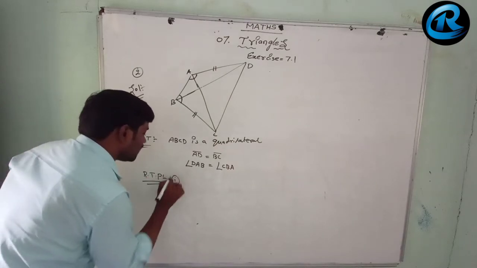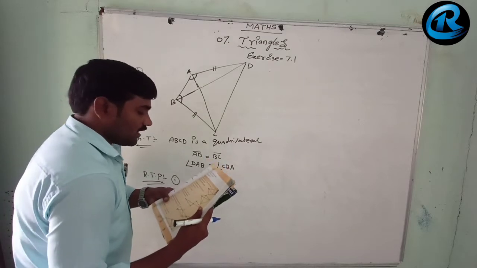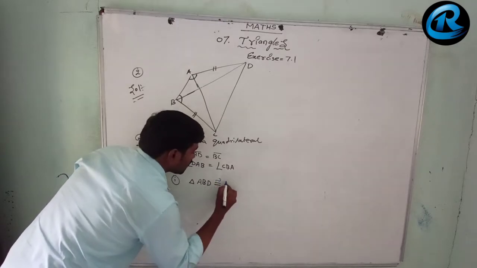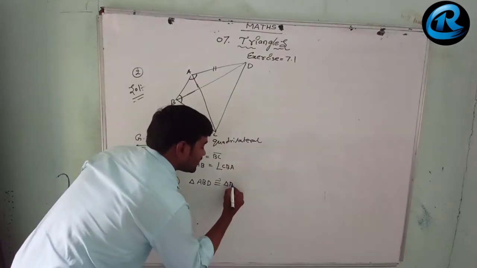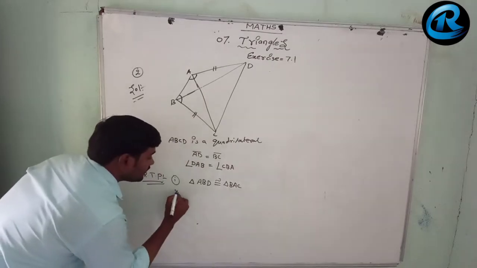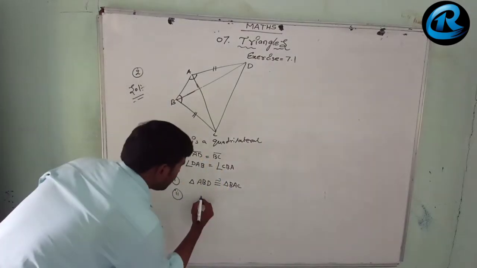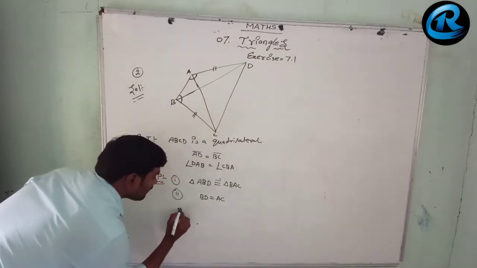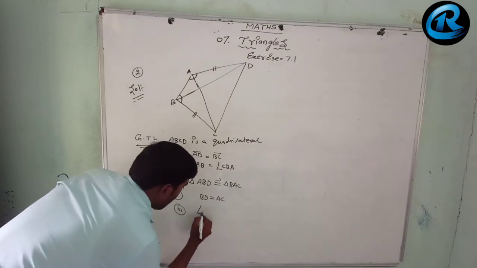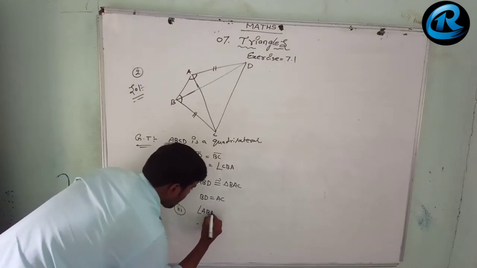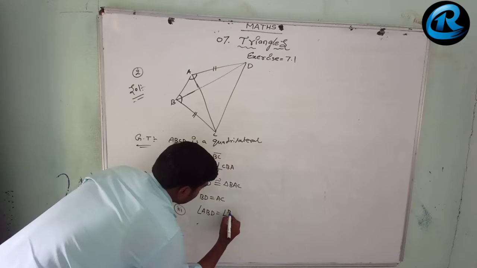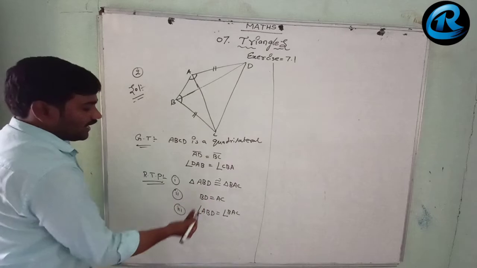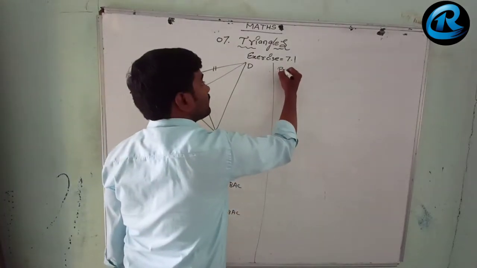How many do we need to prove? Let us see the first one. Prove that triangle ABD is congruent to triangle BAC. Then the second one, BD equals AC. Then the third one, we have to prove that angle ABD equals angle BAC. This is all we have to prove. Okay, these are the given and RTP. Next we have to go for the proof.